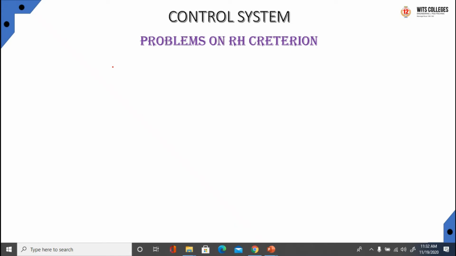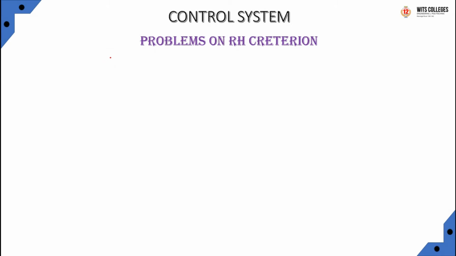Today we discuss some problems on RH criteria. Here, one problem is s power 4 plus 8s cube plus 18s square plus 16s plus 5 is equal to 0. This is the problem. For this problem, we find the stability of the system by using RH criteria.